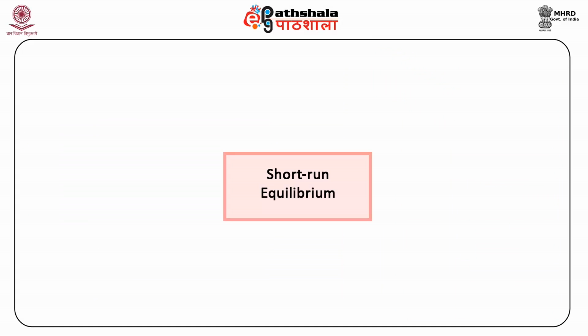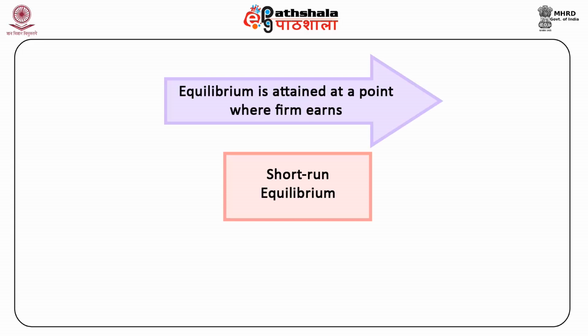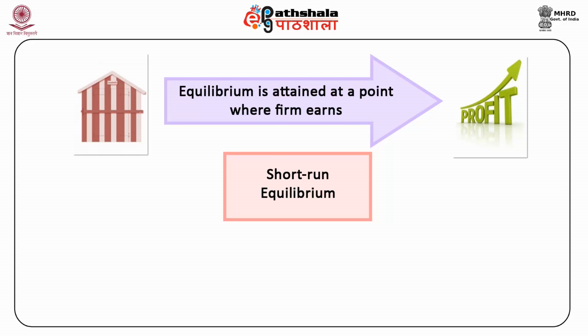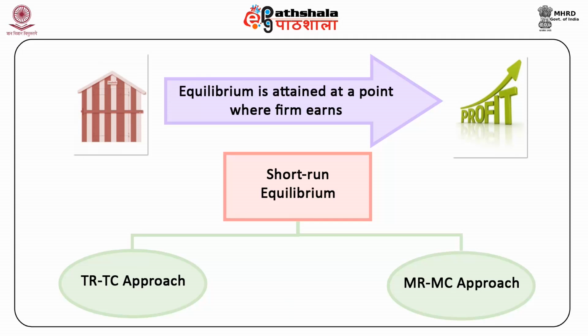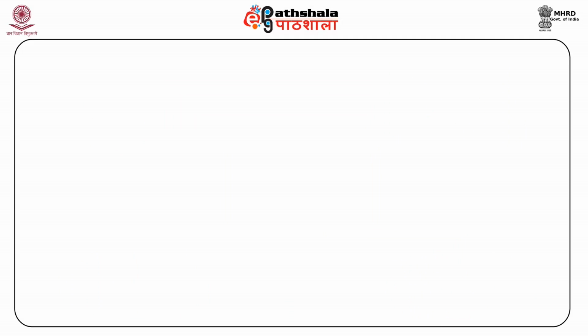We shall now discuss the short-run equilibrium of the monopoly. The equilibrium of a firm is attained at a point where the firm earns maximum profit. The short-run equilibrium of a monopolistic firm can be studied through two approaches, the TR-TC approach and the MR-MC approach. Let us do them one by one in detail.